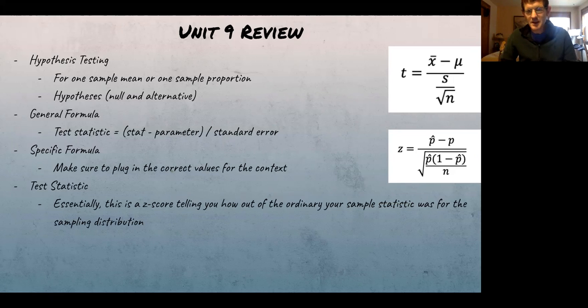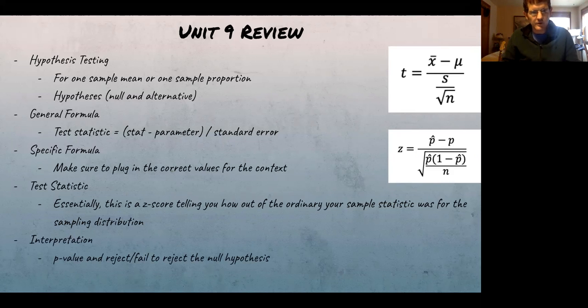So if you get a sample mean that's really, really far from what the null hypothesis is, then that would tell you it's probably statistically significant. And likewise for sample proportions. So this is essentially a z-score, and if you can remember that, that's going to make all this concept fall into place a lot better.